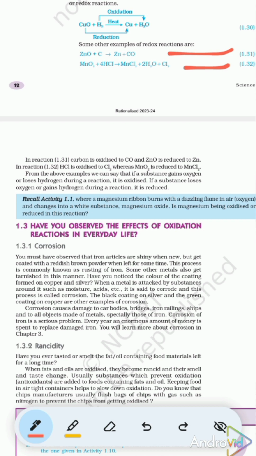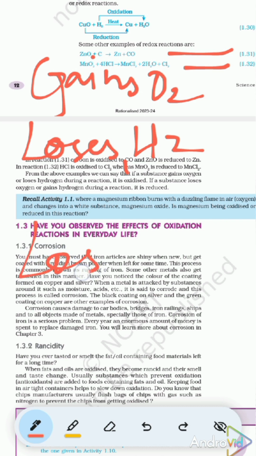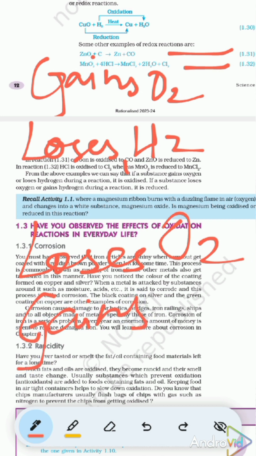From the above examples, we can conclude that if a substance gains oxygen or loses hydrogen during a reaction, it is oxidized. That is, gains O2 or loses H2. This means it is oxidized. Or else, if it loses O2, that is loses oxygen, or gains H2, this second set means reduction, that is, a substance is getting reduced.